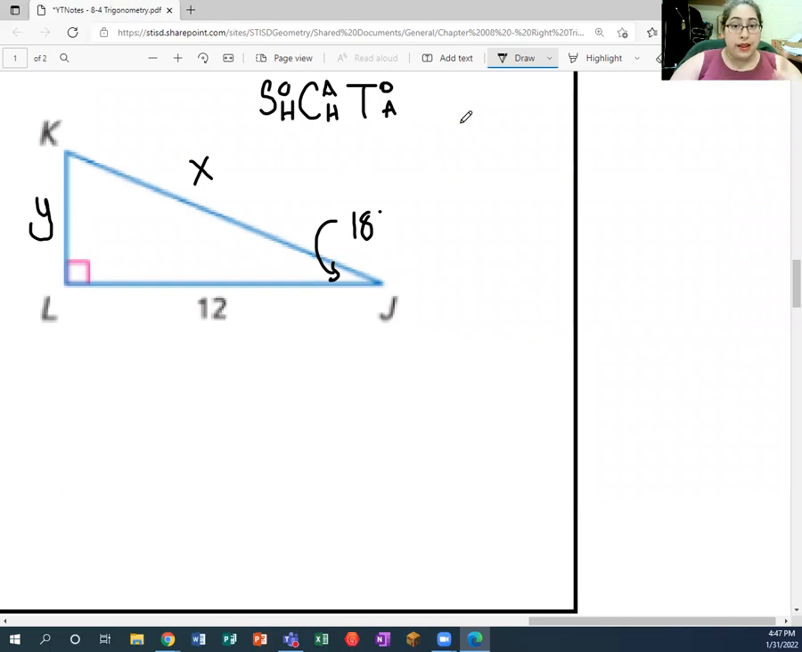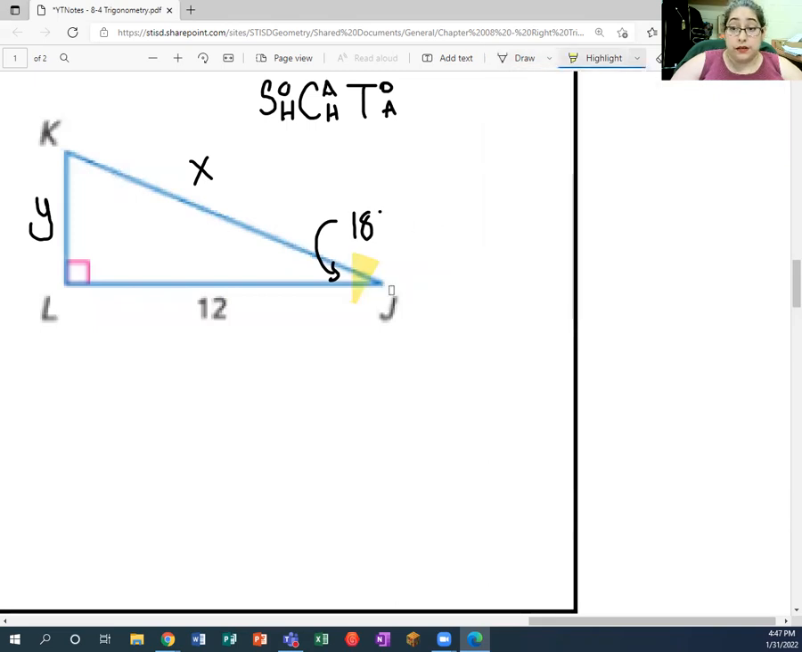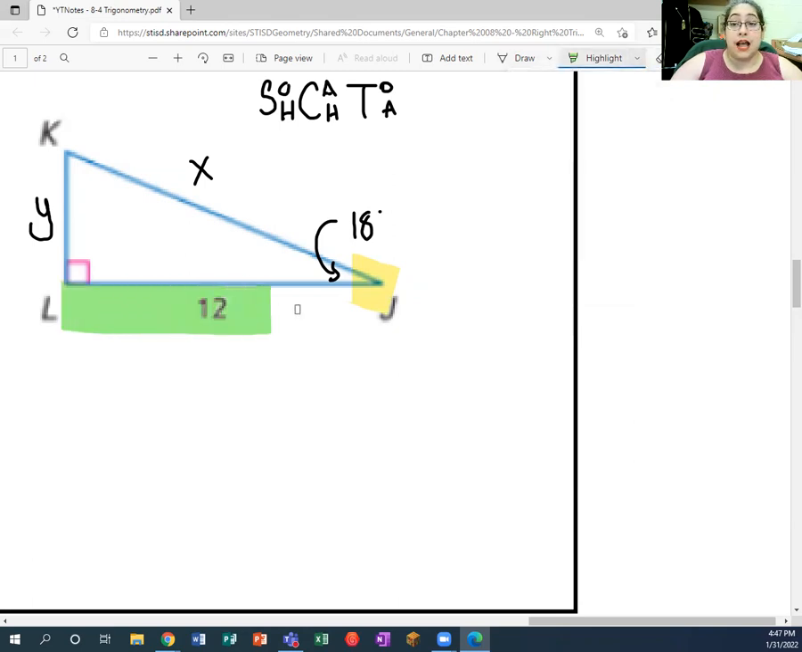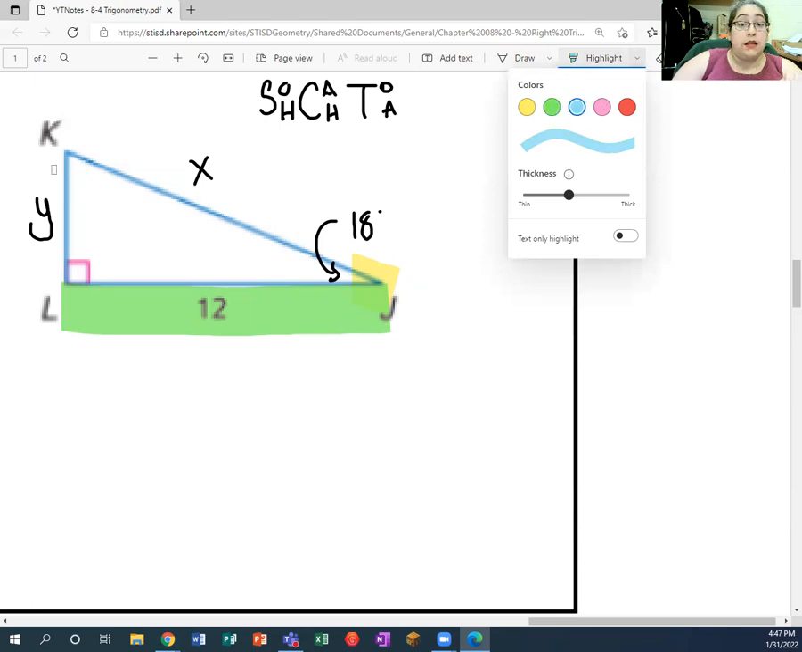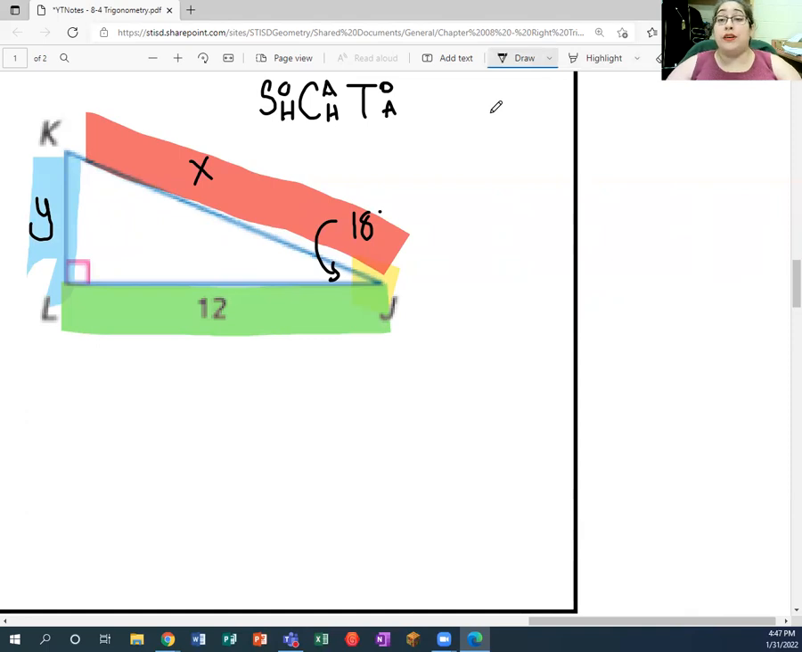Okay, now that we have this, I'm going to look at what information I do have and what information I'm interested in. I do have an angle, one of the acute angles. I have this one. And I definitely have the side adjacent to it. I'm interested in information on the side opposite, and I'm interested in the hypotenuse. As I look at my SOHCAHTOA and my trigonometric ratios, I'm going to see which ones are the most helpful.